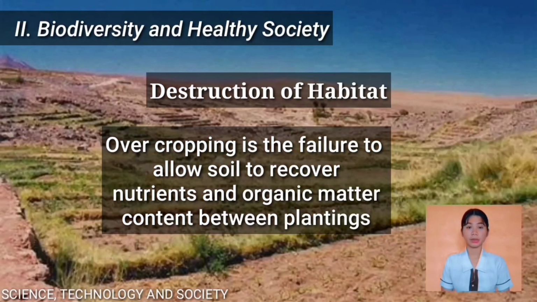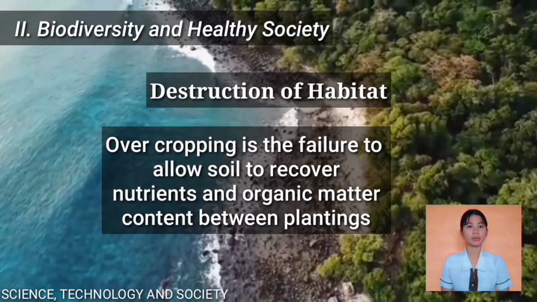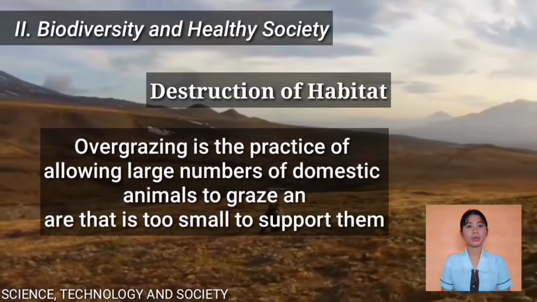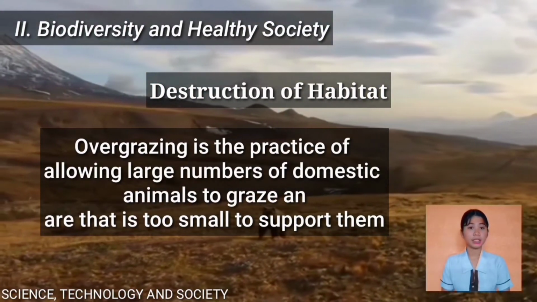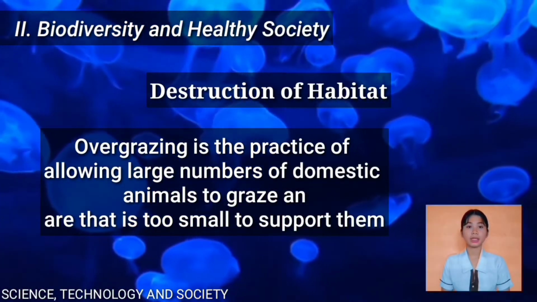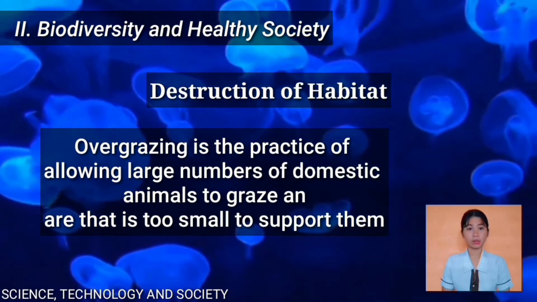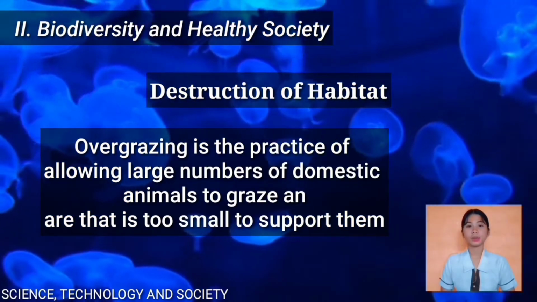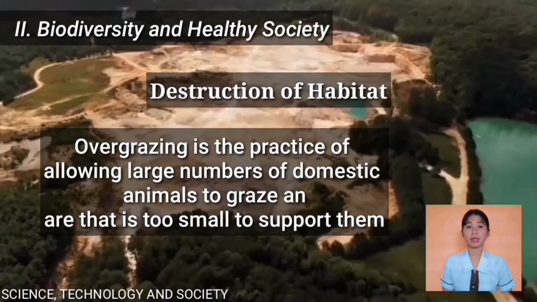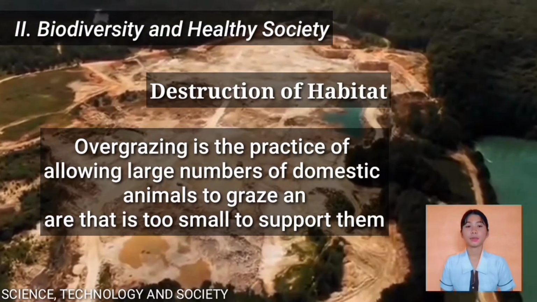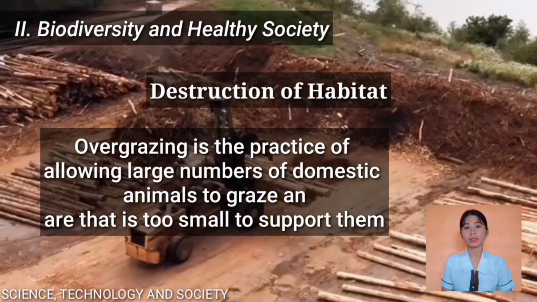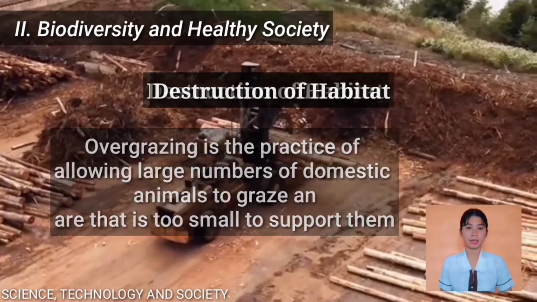which means the failure to allow soil to recover nutrients and organic matter content between the plants. Also, overgrazing is the practice of allowing large numbers of domestic animals to graze in an area which is too small for them to be supported. Humans have brought about this destruction of habitats. Well, for some animals who are being transferred to places which are not enough to support their food and other things they need.